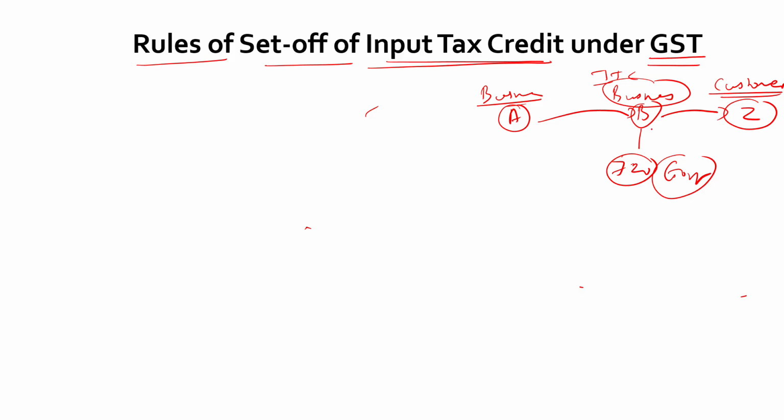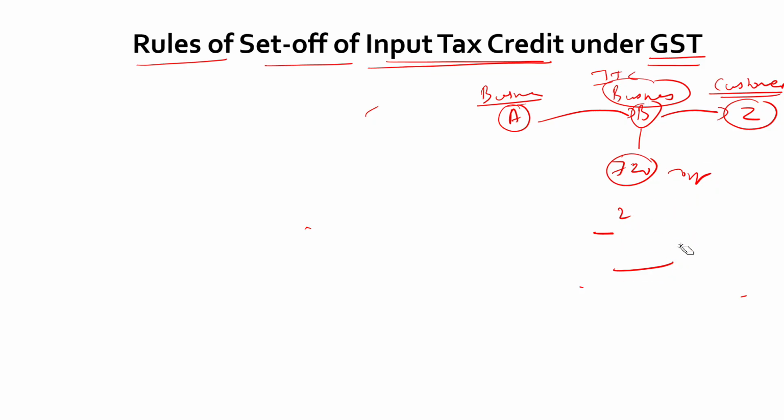Okay, because he is just a businessman and he is not the end consumer. So this setting off is setting off of 2520 minus 1800, and the remaining balance to be paid to the government is called set off of input tax credit. This input tax credit is being set off with the GST tax liability. So this is the basic concept of input tax credit set off.